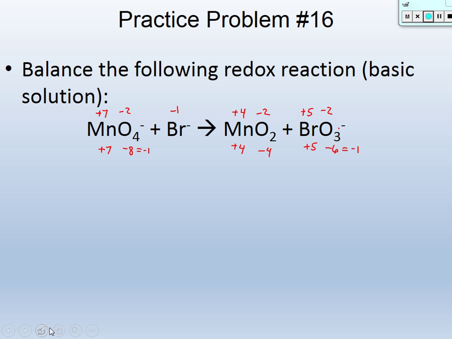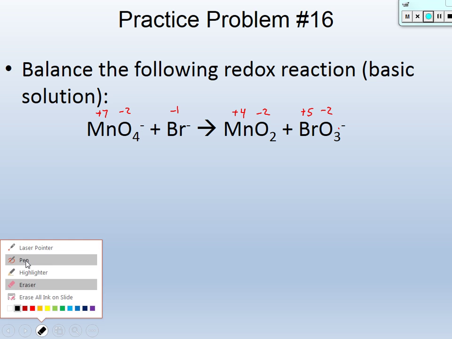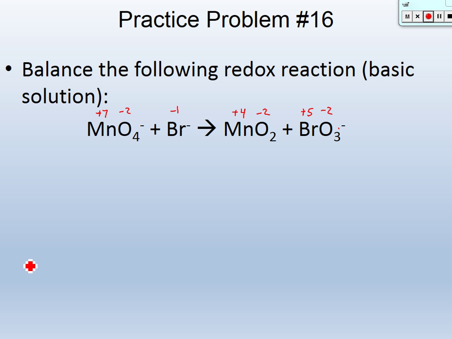Okay, so that's assigning the oxidation numbers. That should be second nature to us by now. So let's go to the steps. It says on step 1, write the half reactions. Well, which one is being oxidized? Which one's going up? The bromine here. Okay, so I'm going to put ox by this one. Which one is being reduced? Manganese. Guys, manganese is usually being reduced, so that's just one that you should always look at first. That one's being reduced. It's going from +7 to +4.